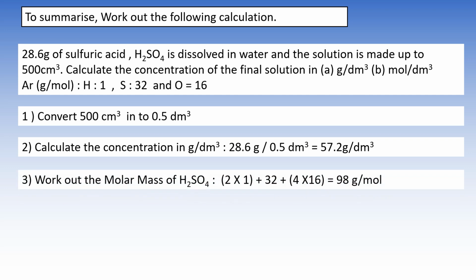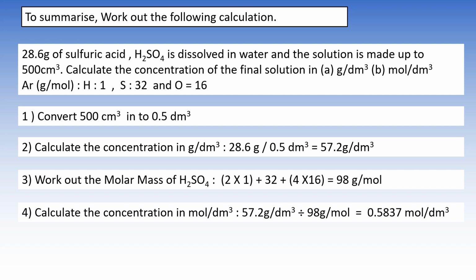Then we work out the molar mass of H2SO4, which gives us a total of 98 grams per mole. Finally, we work out the concentration in moles per decimeter cube: 57.2 grams per decimeter cube divided by 98 grams per mole gives us a total of 0.5837 moles per decimeter cube. And that will be our lesson. Hope that you have learned how to convert concentration from grams per decimeter cube to moles per decimeter cube, and understand the importance of expressing concentration in correct units.